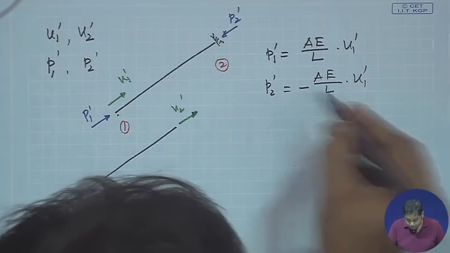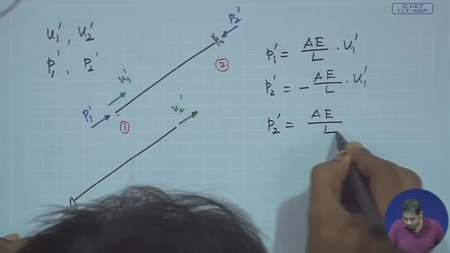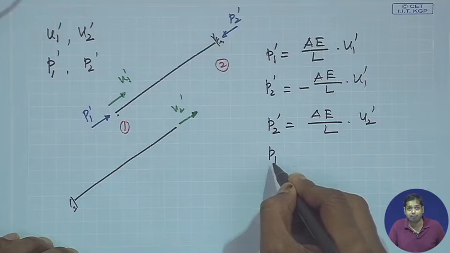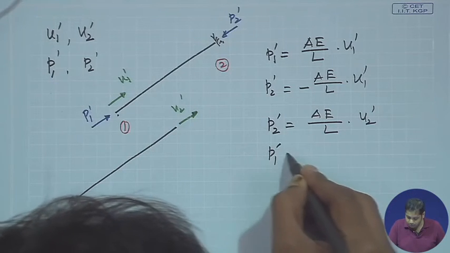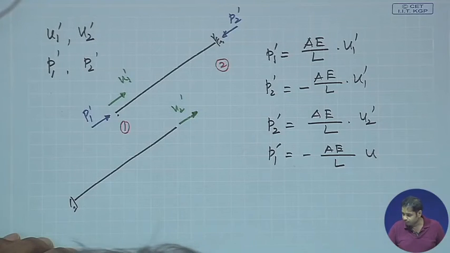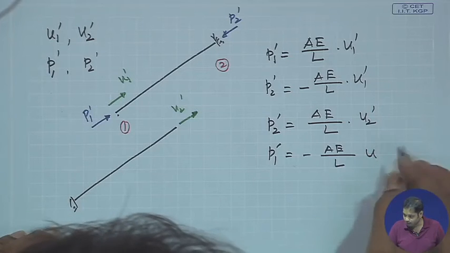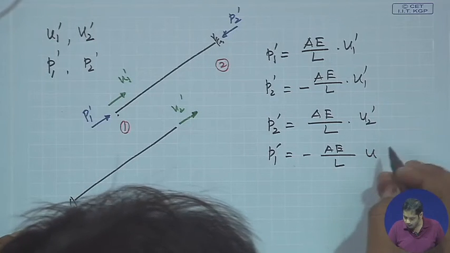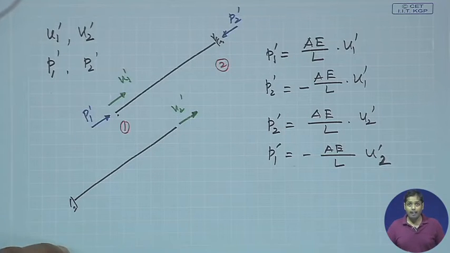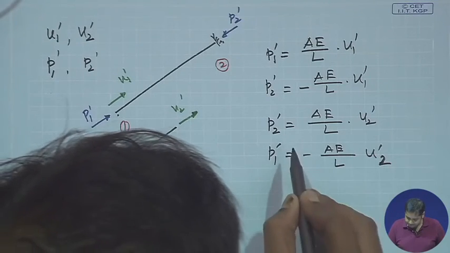So then they will be related as P2 dash, similarly AE by L into U2 dash, and which will cause reaction P1 dash, which is minus P2, will be minus AE by L into U1. This is U2 dash. Okay, this is U2 dash. Now let's write this with a different name.